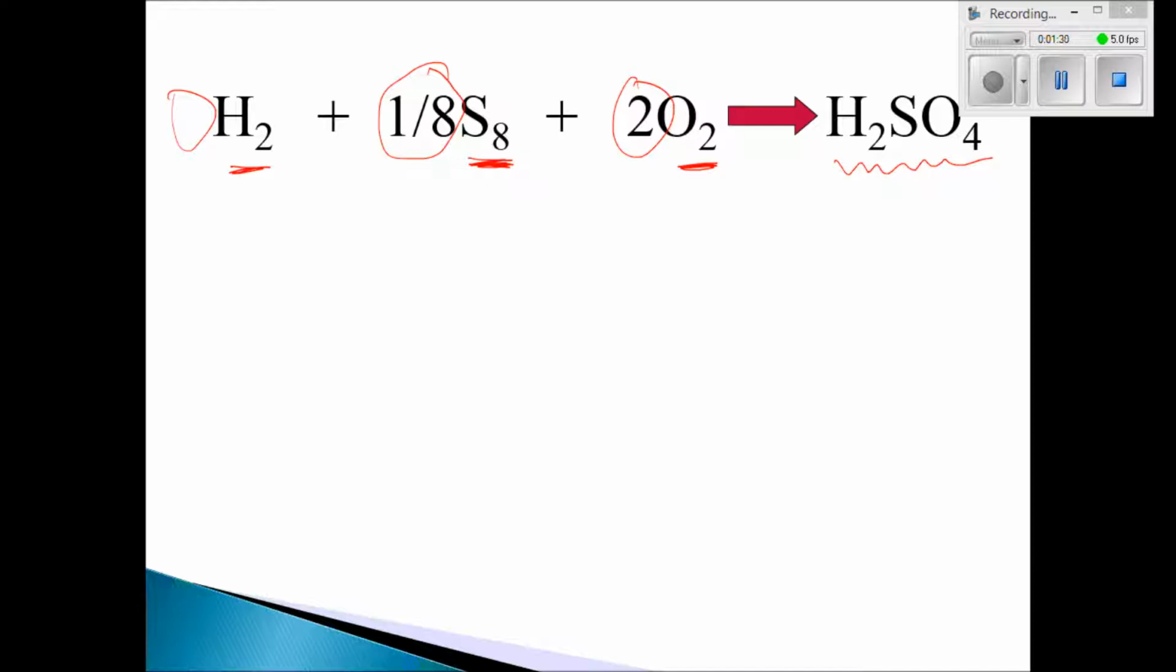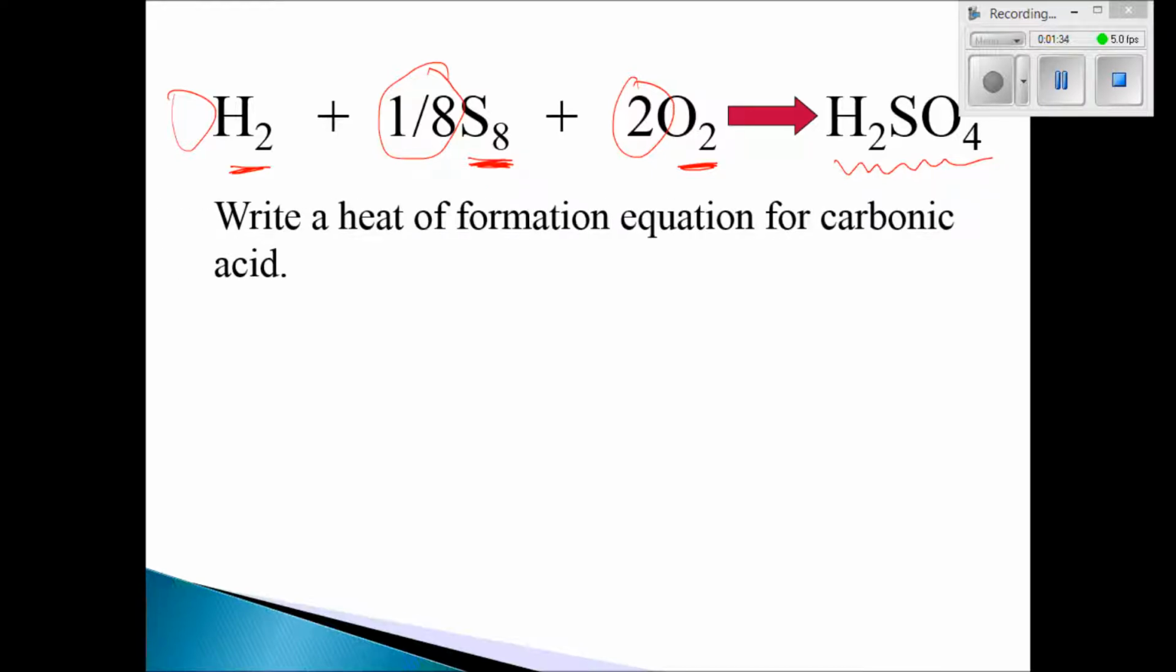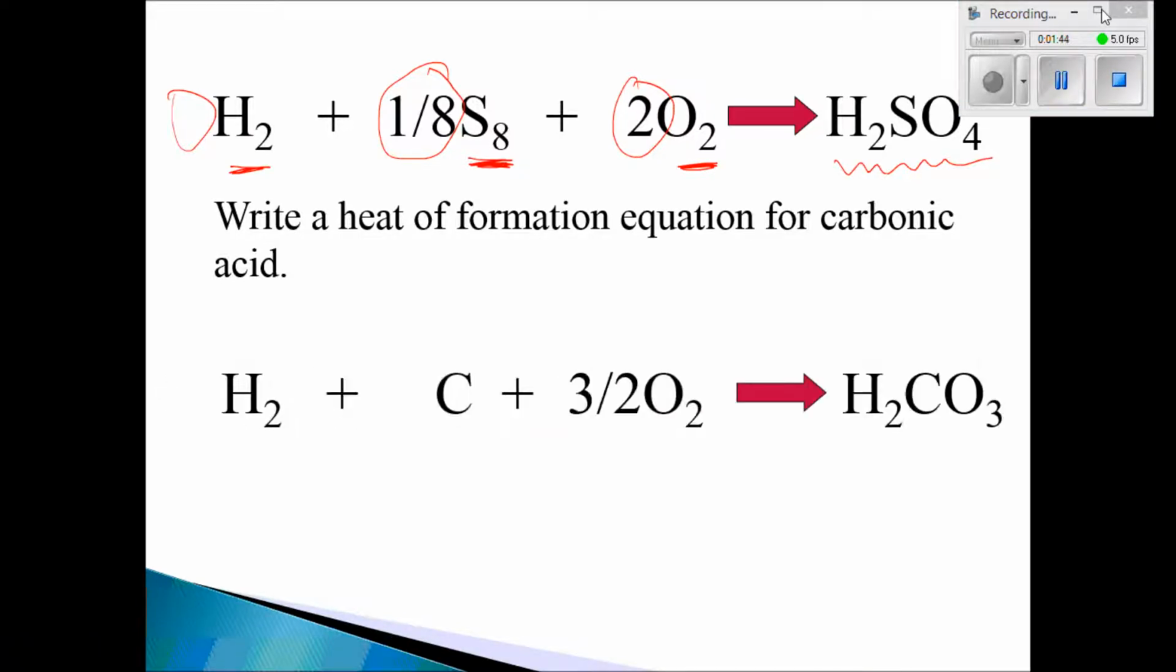So we'll do a couple more just to make sure that you're familiar with this. Write the formation equation for carbonic acid, H2CO3. Pause the video and see if you can do that now. If you did it correctly, what you should have is H2CO3 being formed from H2 plus carbon plus 3½ O2. Let's do one more.